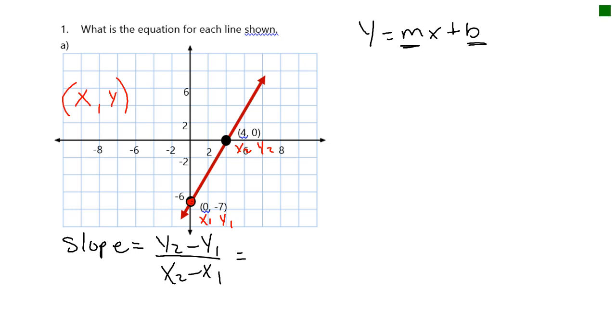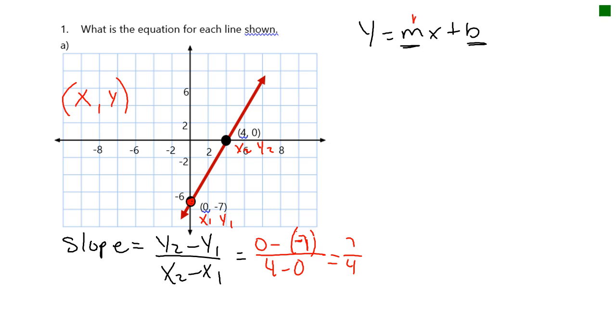Okay, so back to my equation, y2 is going to be 0 minus y1, which is negative 7. Alright, and I messed that up. I should have put that negative, parentheses negative 7. There you go. Alright, over x2 minus x1. So I have 0 minus negative 7, which gives me positive 7. 4 minus 0, which gives me 4. Can I divide 7 divided by 4? No, I can't. So I found my slope.